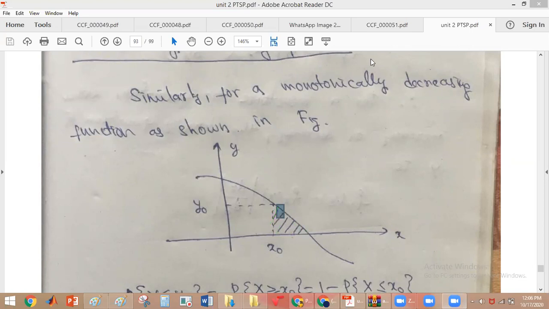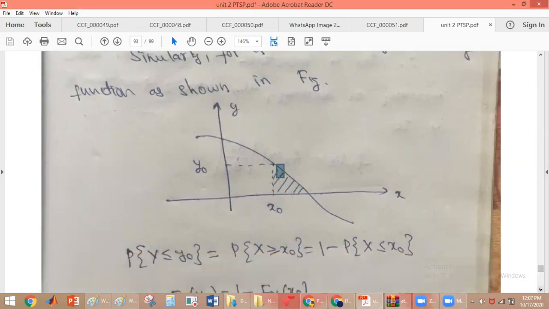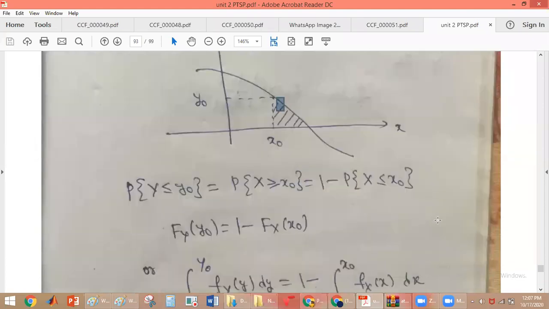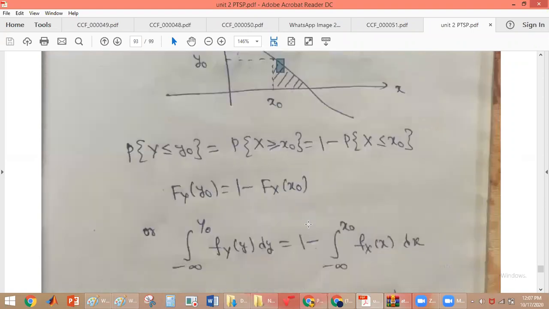The probability of y less than or equal to y naught will be equal to the probability of x greater than or equal to x naught. So we know that from the total probability, the probability of x greater than or equal to x naught can be written as 1 minus the probability of x less than or equal to x naught. Now, the probability of y less than or equal to y naught is the distribution function F_Y of y naught, minus the probability of x less than or equal to x naught, which is F_X of x naught. So it is 1 minus F_X of x naught.